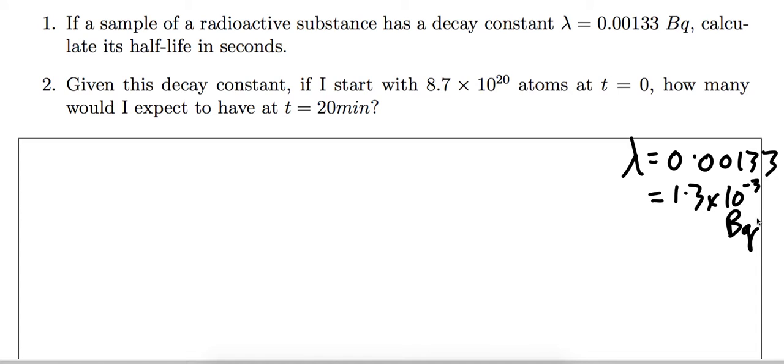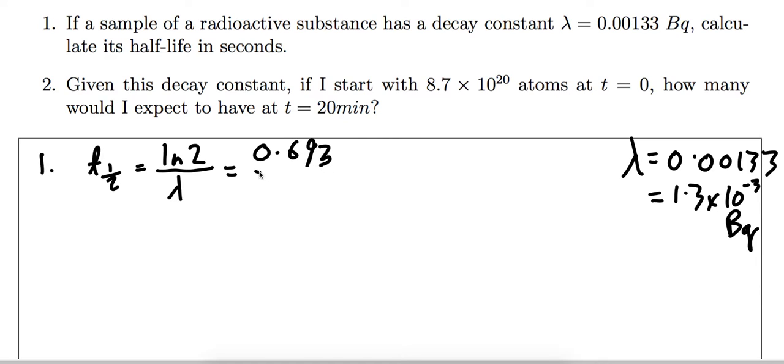So we want to calculate its half-life, and we have an equation that says T half, the half-life, equals the natural log of 2 over lambda, the decay constant. The natural log of 2 is there because we're halving something. So it's a power of 2 law, and it's just a number, 0.693, divided by our decay constant, 1.33 by 10 to the minus 3. And it ends up equaling 520 seconds.